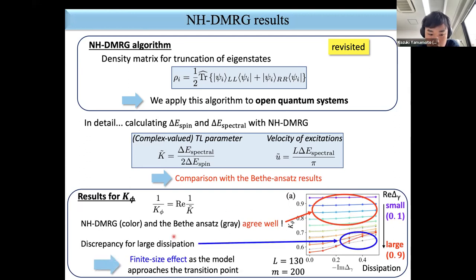But at this part, the discrepancy becomes large. This is because of the finite-size effect as the model approaches the transition point as a result of dissipation. As I show you in the next slide, the system can go into the strong coupling fixed point as a result of dissipation.